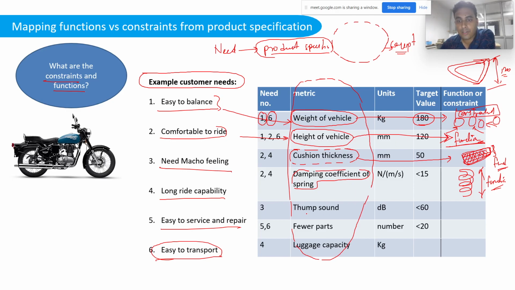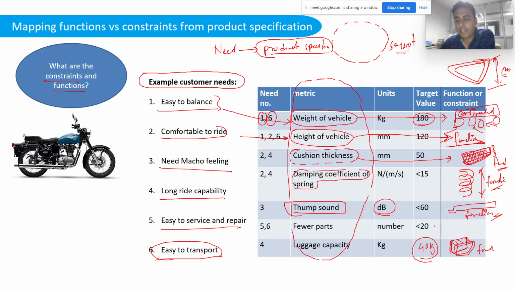Thump sound can be decided, it can be worked on by working on the speaker or the exhaust design. So this is again a function. Luggage capacity, yes, because for example, if you want to carry around 40 kg of luggage, that means you need to provide a saddle stand or some sort of luggage carrying plate on top of the bike, and so the design of this structure matters in order to carry this weight. So this again comes under function.